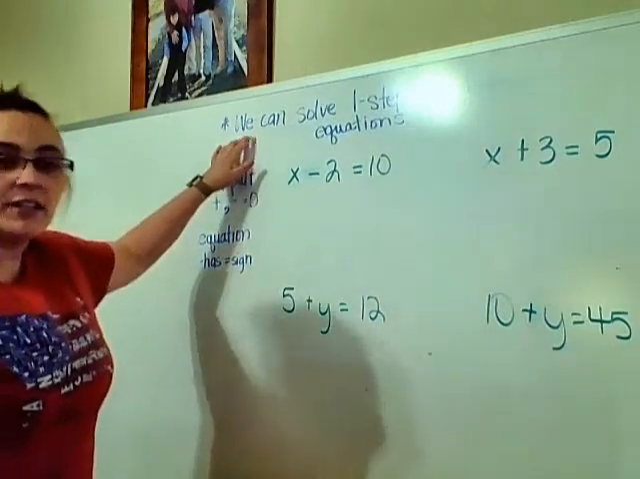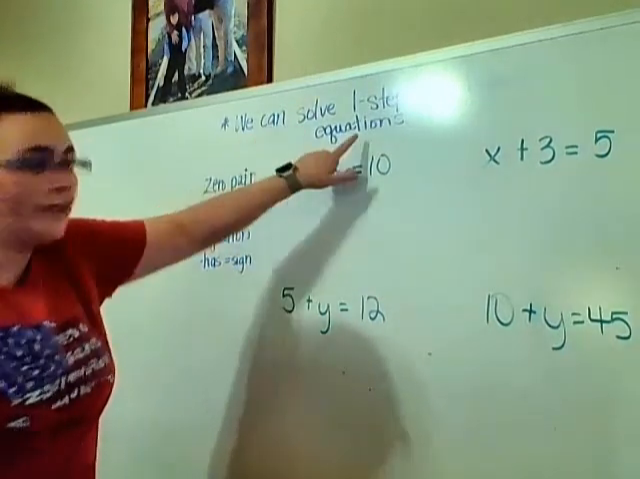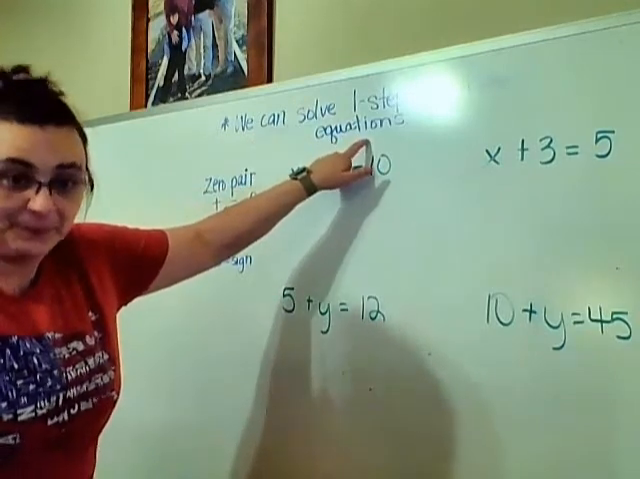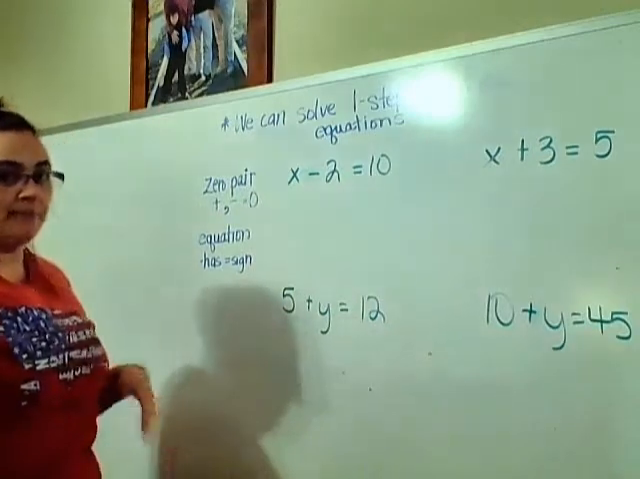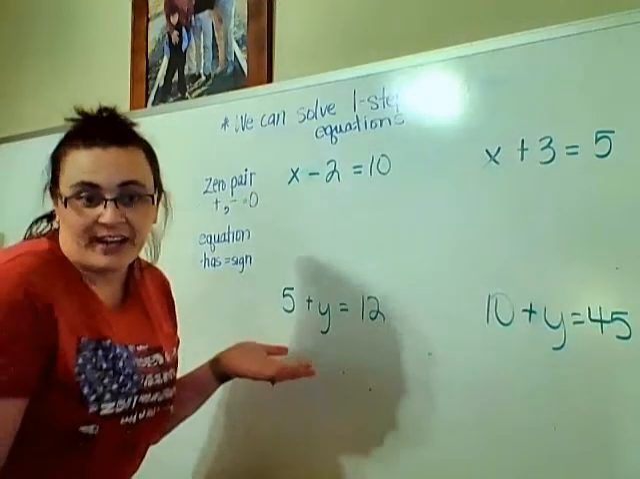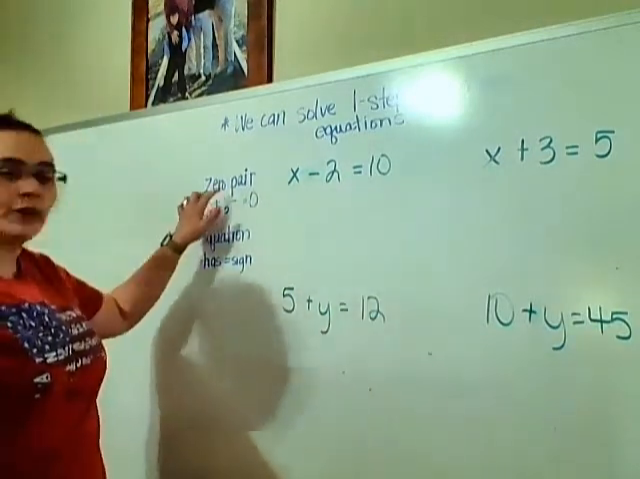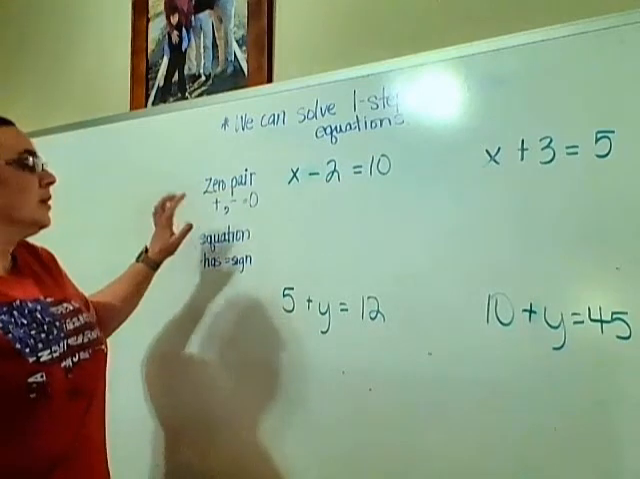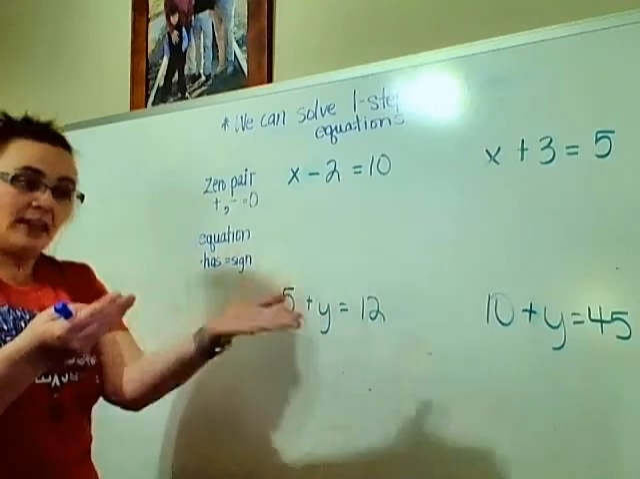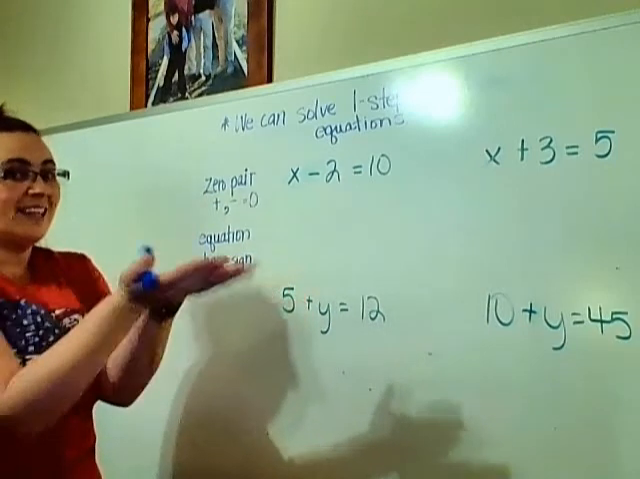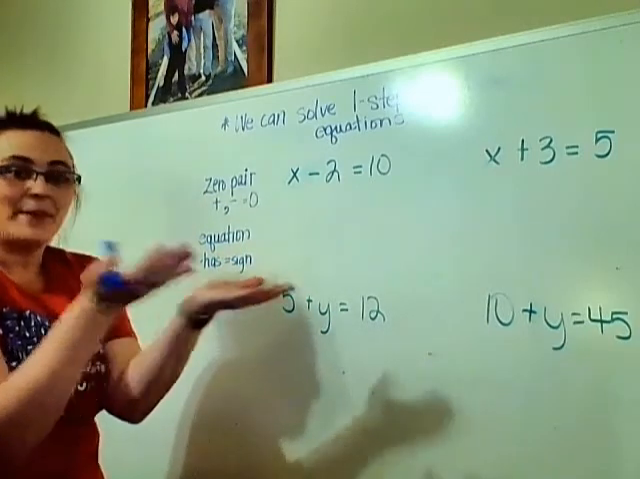So we're going to talk today about solving one-step equations. Okay? So when we solve one-step equations, some words that I would throw on an anchor chart would be zero pair. Zero pair is when we have a negative and a positive. So if I have a -1 and a +1 together, they make zero.